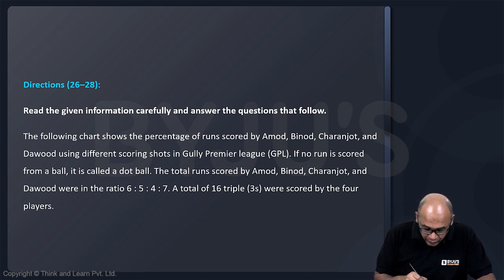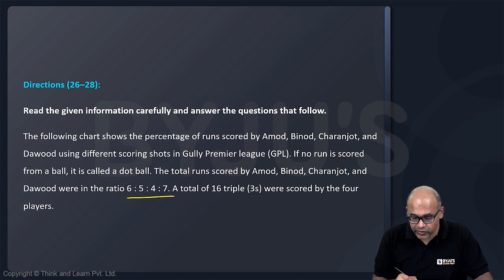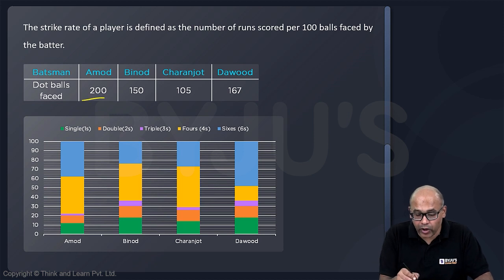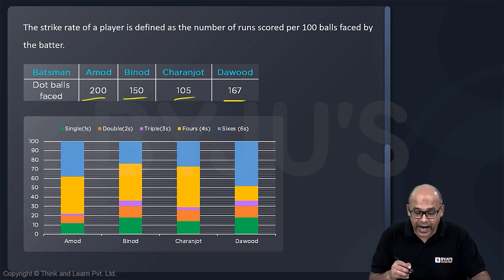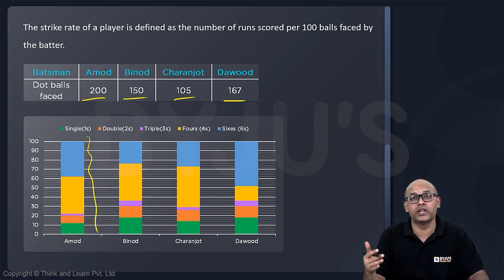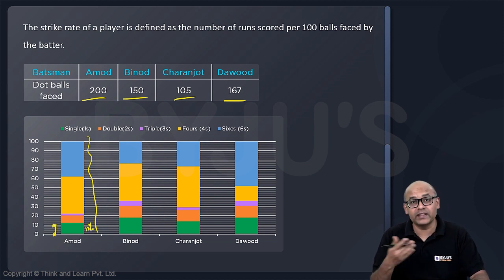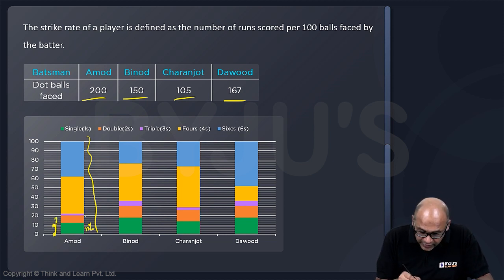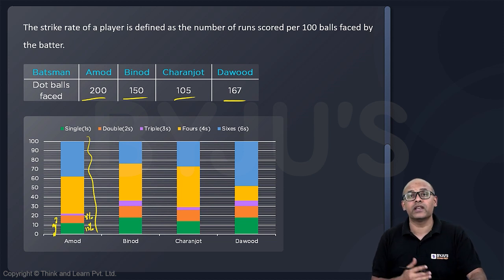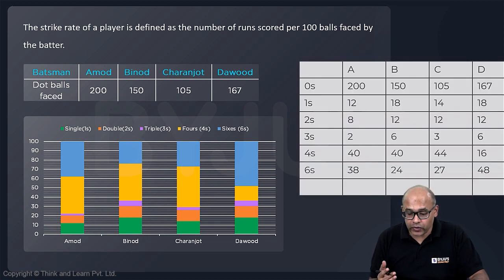So we have 4 batsmen whose scores are in the ratio 6, 5, 4, 7. And they have given us the number of balls that are dot balls and the percentage of runs scored by each person in ones, twos, threes, and fours and sixes. So, for example, if you look at A, total 12% of his runs were scored as singles. Then, if you look at this, total 8% of his runs were scored as doubles, and so on and so forth. If you clearly understand this, this is how the table will turn out to be.